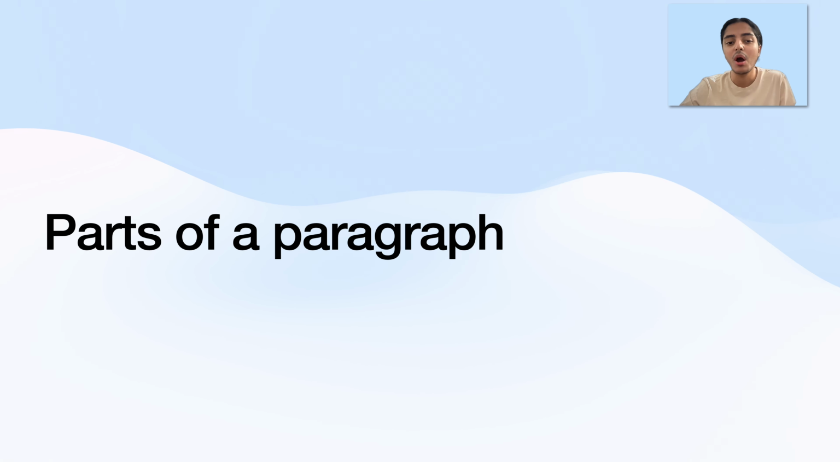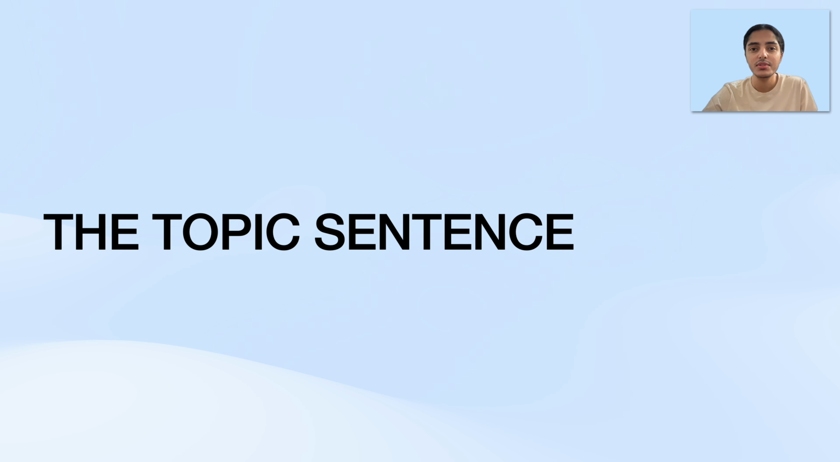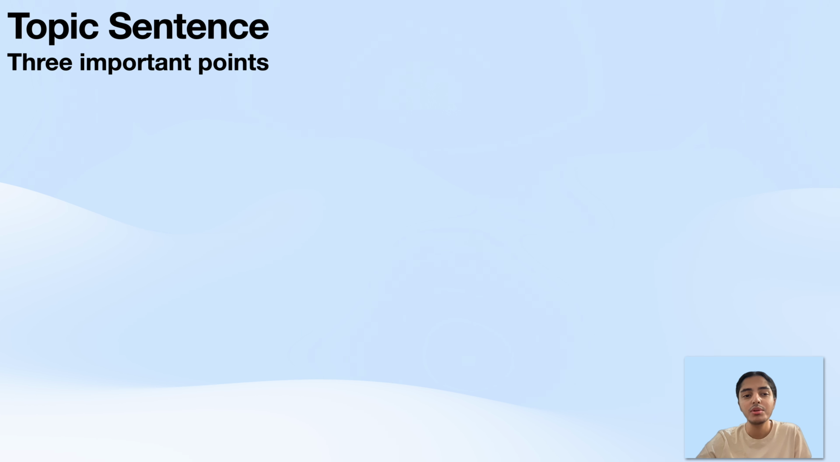You might be already familiar with parts of a paragraph. We know that it has a topic sentence, a body, and a concluding sentence. It's similar to a sandwich. We have two buns at the top and the bottom, and the fillings in the middle. Now let's focus on the topic sentence. I want to make 3 important points about a topic sentence.